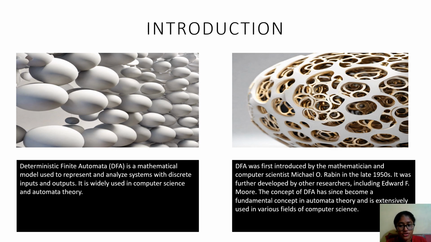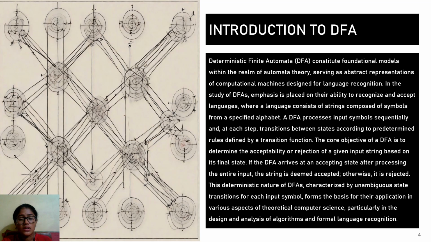DFA was first introduced by mathematician and computer scientist Michael O. Rabin in the late 1950s. It was further developed by other researchers including Edward F. Moore. The concept of DFA has become a fundamental concept in automata theory and is extensively used in various fields of computer science. So I'm moving towards a brief introduction about DFA.